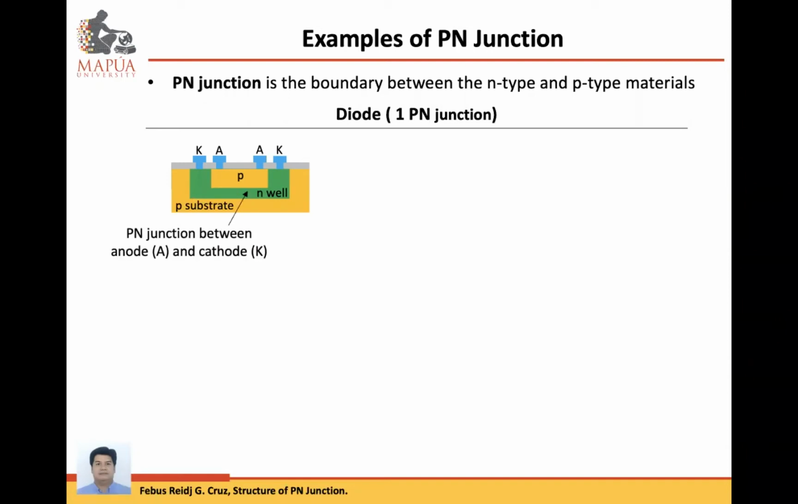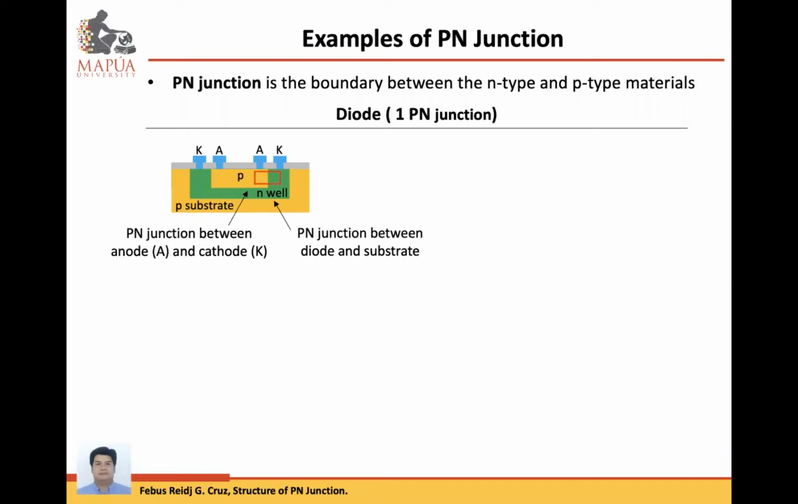So you have the PN junction between the anode and the cathode. So this is the PN junction of our diode. But actually, if we look at the cross-section, there is another PN junction. So this is the diode itself, the P-type and the N-well. And there is another PN junction between the diode and the substrate. So we will just consider the PN junction between the anode and the cathode.